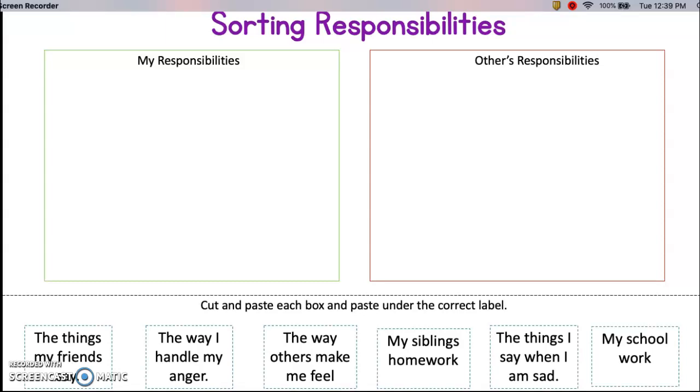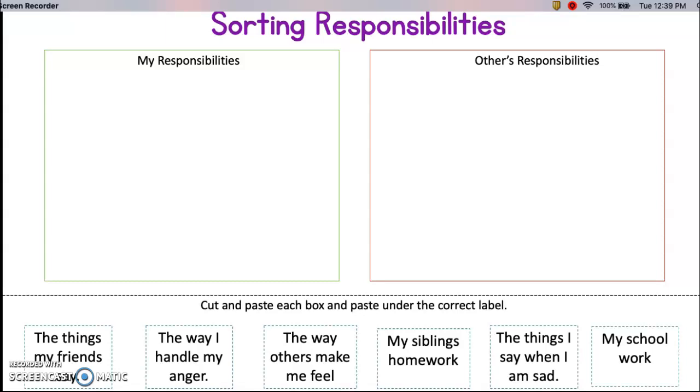Next, the things I say when I am sad. Would that fall under my responsibilities or others' responsibilities? And last, my schoolwork. How would that fall? Would that go under my responsibilities or other responsibilities?